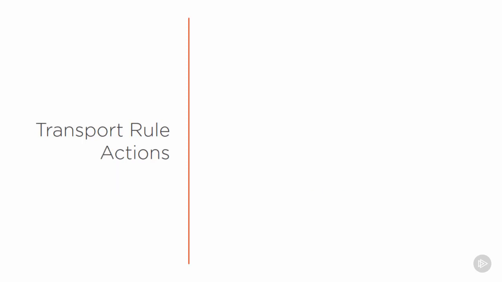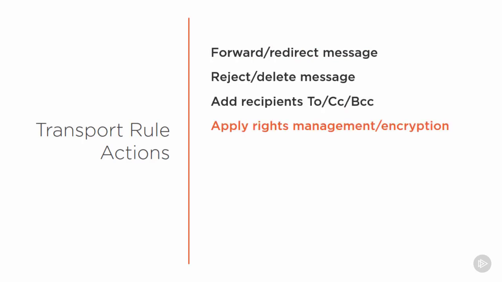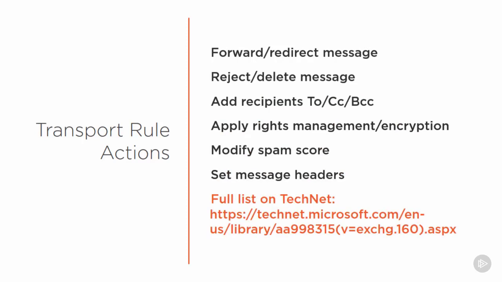The type of actions you can apply to messages with transport rules includes forwarding or redirecting the message, rejecting or deleting the message, adding other recipients to the message, applying rights management or encrypting the message, increasing or decreasing the spam score, and setting message headers. Again, the full list is on TechNet, and it is worth spending a few minutes reading through that.